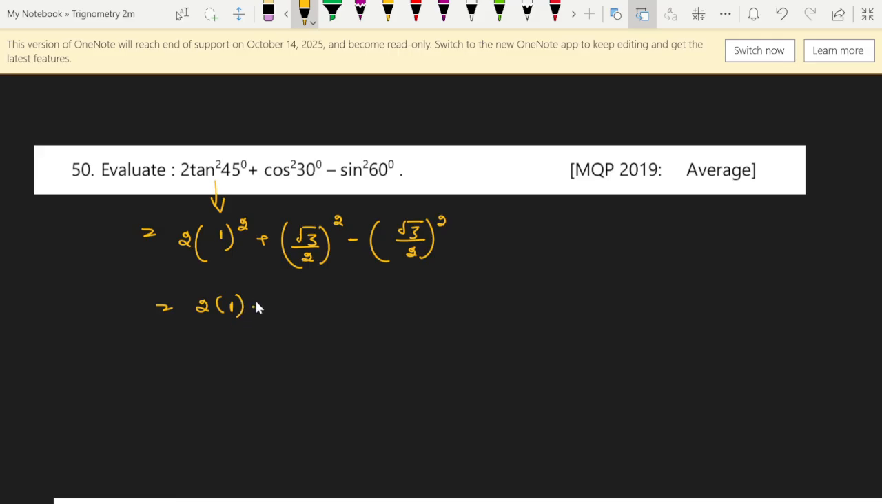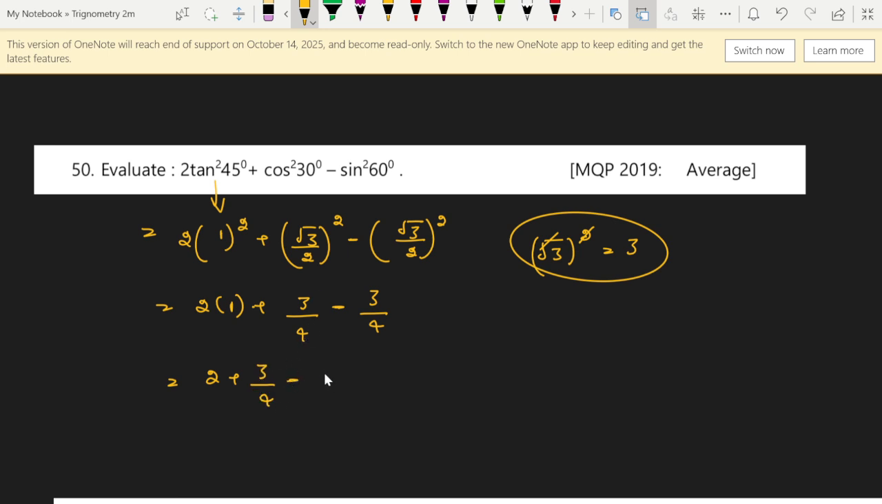That is 2 into 1 square, which is 1. Root 3 by 2 whole square means what? 3 by 4. Right? Minus root 3 whole square, that is again 3 by 4. Root 3 whole square, the 2 will get cancelled, you will be left with 3. That's why I wrote root 3 whole square as 3, 2 square is 4. The rest is very simple simplification. Plus 3 by 4 minus 3 by 4. So 3 by 3. So you will get the answer 2.